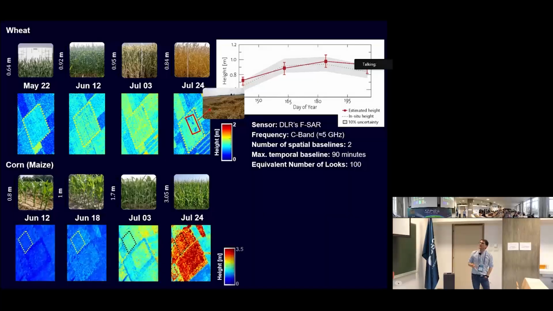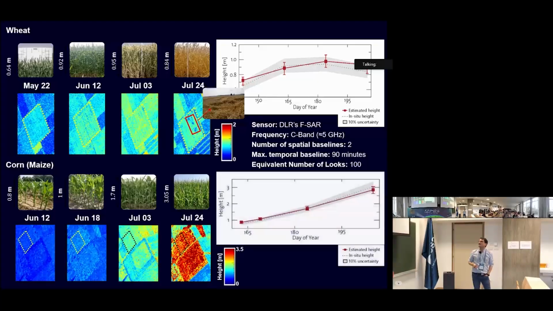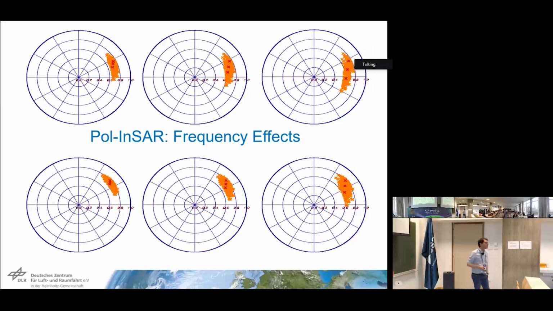Then for corn, you have an evolution where, of course, they grow a lot more, up to 3 meters, and again, even in this way, you can follow this development. So you see that this polarimetric framework, as I was telling you at the beginning, making the right assumptions, you can apply also to different volumes.